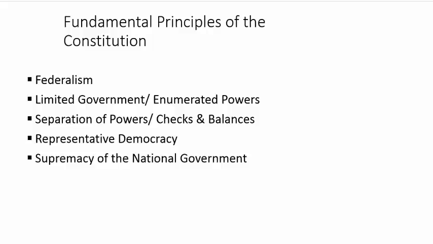the Constitution was adopted. The concept of limited government. We call this enumerated powers. The powers of the government are spelled out. Separation of powers between the different branches, and ability of each of the branches to check or limit the other. Representative democracy. We are probably not as far along in the direction of representative democracy as many of the Western European states, but ultimately supremacy of the national government.